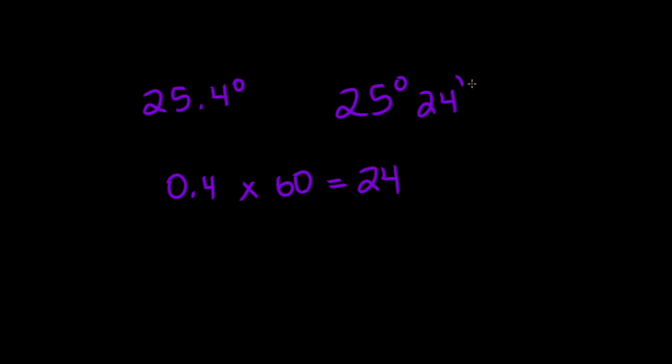Now if we had decimal points coming after this 24, then we would continue going so we could figure out the seconds and milliseconds and so on, depending on how detailed you would like to be.